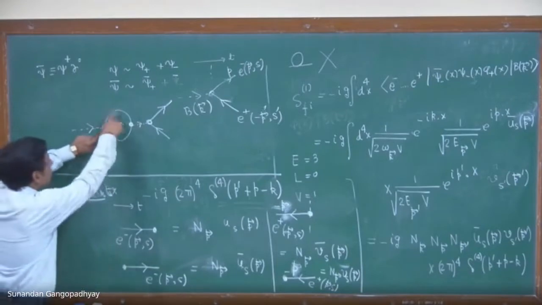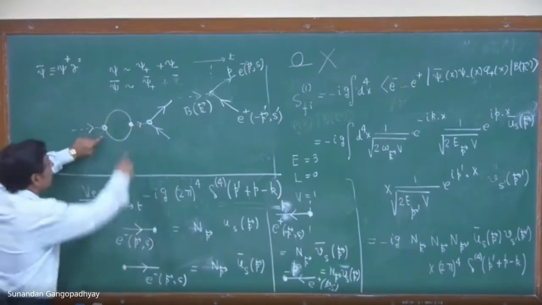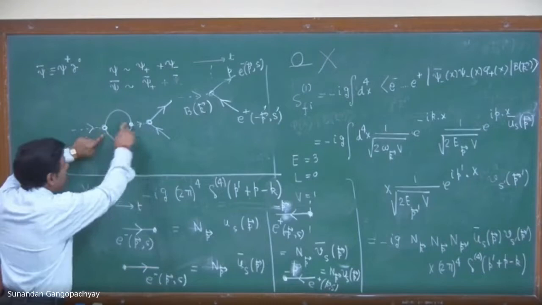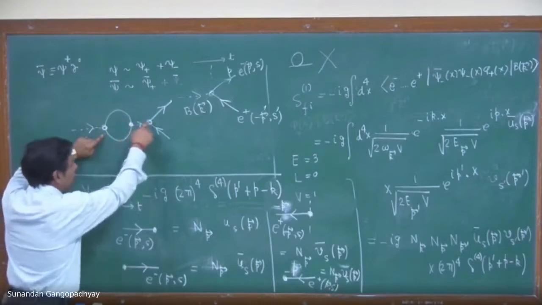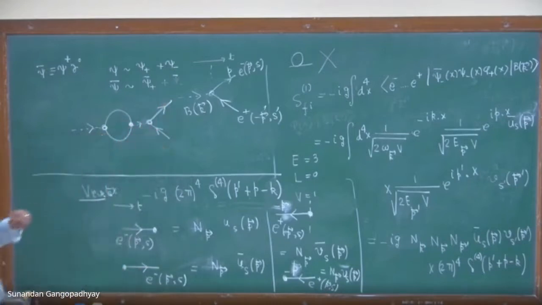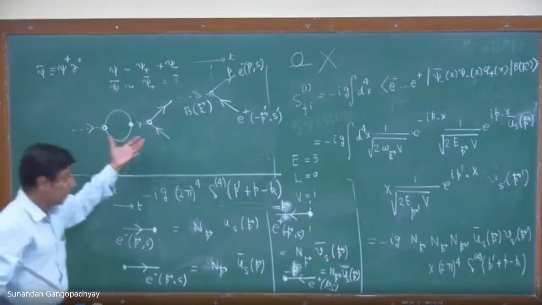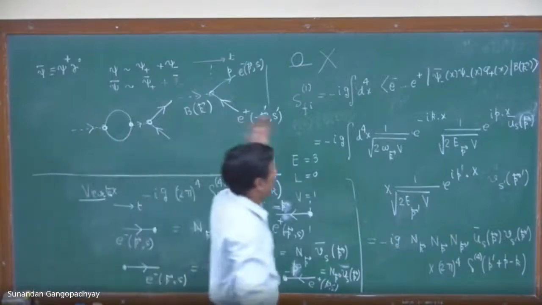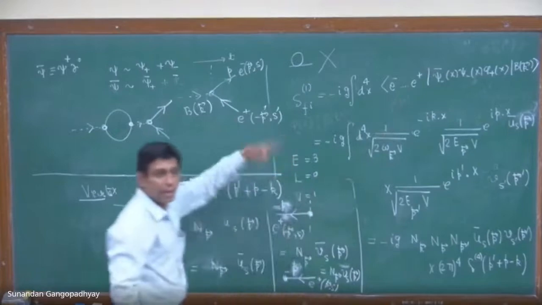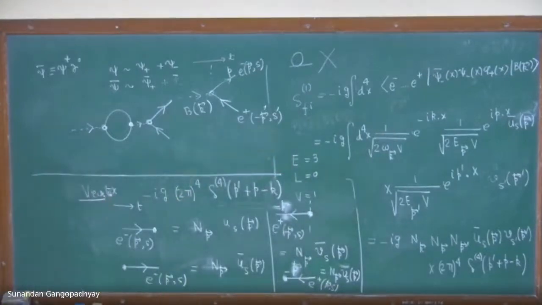At every vertex, there will be 2 fermion lines, 1 scalar line. So here also, the second vertex, 2 fermion lines, 1 scalar line. Third vertex. So these are the kind of diagrams that will contribute to this, or that will correct the leading order result.